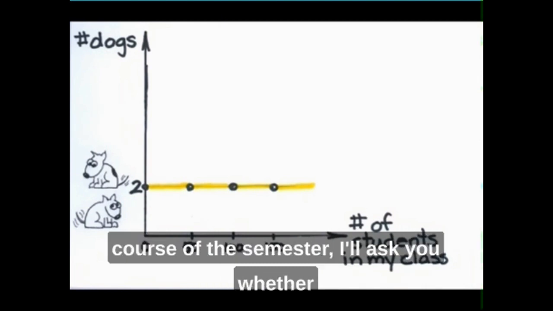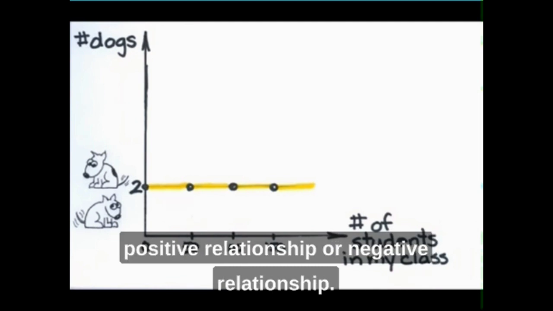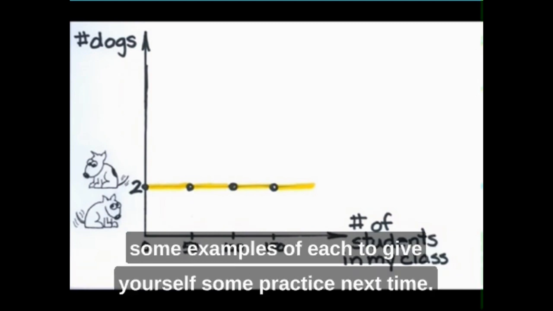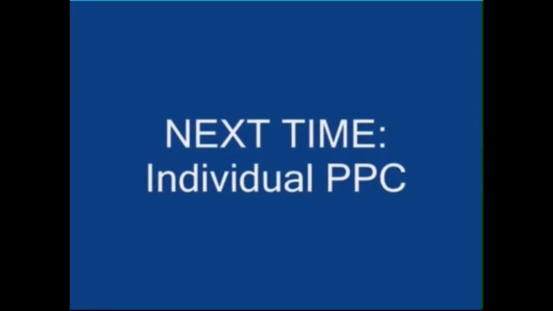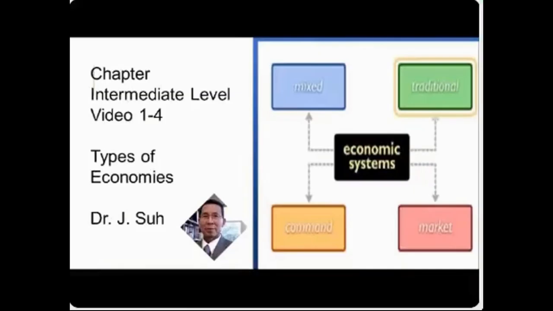Over the course of the semester, I'll ask you whether you can identify a relationship as being a positive relationship or negative relationship. So you may want to see if you can think of some examples of each to give yourself some practice. Next time, how do you use graphs to illustrate scarcity and choice?